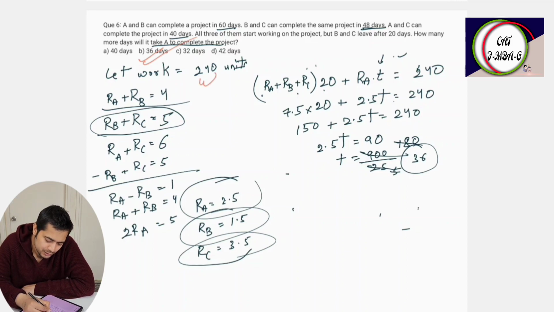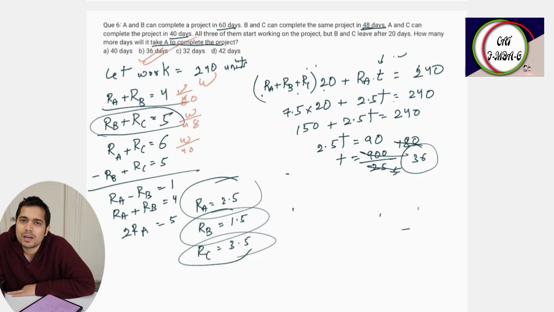The other way is to take the work as W. Then the rates will be W by 60, W by 48 and W by 40. But your calculations are going to become a lot harder.